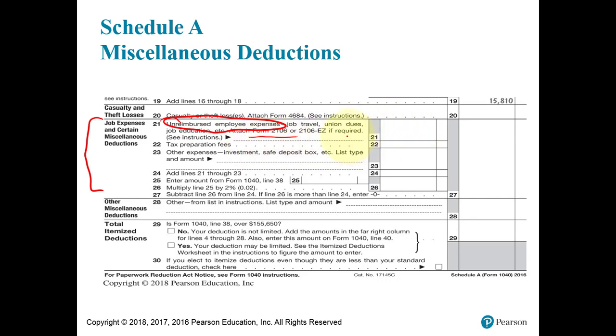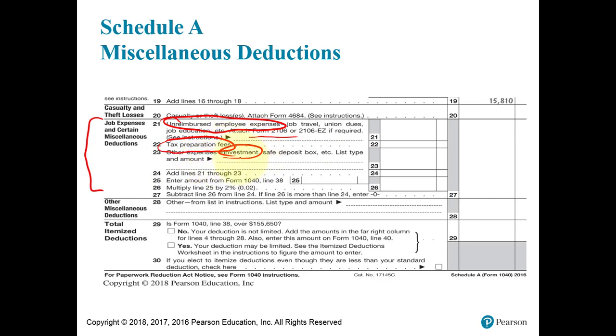Another category of miscellaneous deductions would be ones related to preparing your tax return or possibly tax planning. So here's your H&R Block fee or the fee you paid for that TurboTax software or TaxCut, whatever you pay for online services. The third type is related to investment expenses.